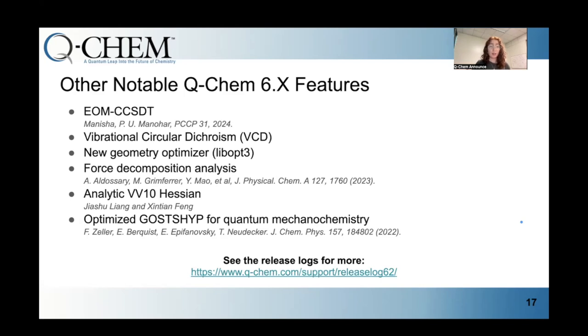And then there's also the analytic VV10 Hessian, which is the first ever implementation in any code of the analytic VV10 Hessian. It offers probably around 5 times speedup over finite difference, and it's available for a whole slew of different functionals. And the parallel scaling is also quite good. It's about 80% efficiency out to 32 cores. And then also this optimized ghost chip implementation for quantum mechanochemistry, which is basically applying pressure to a molecule as part of your simulation.